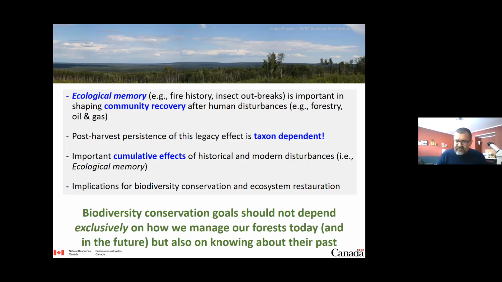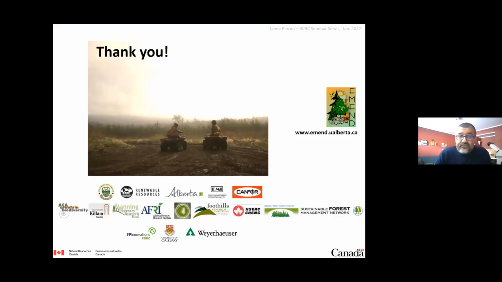So I just want to finish with this little statement here, and I'm just going to read it. Biodiversity conservation goals should not depend exclusively on how we manage our forests today and in the future, but also on knowing about their past. And this comes back to this idea of ecological memory, in which the past has a very important influence on what we see today in the present.